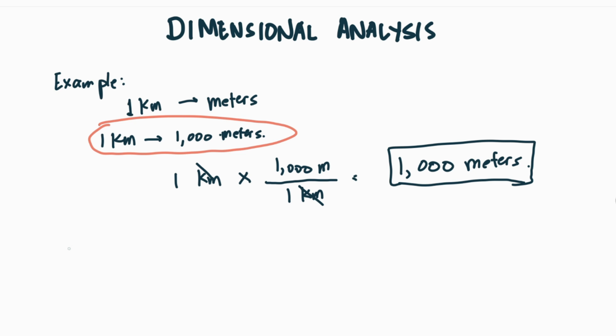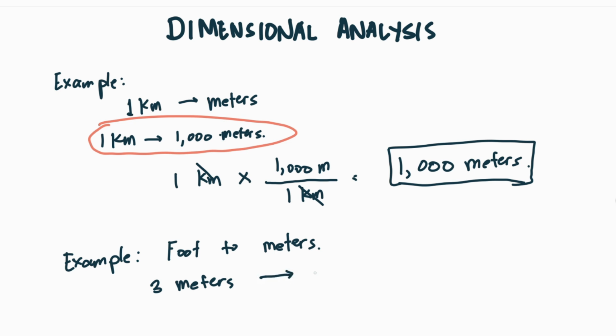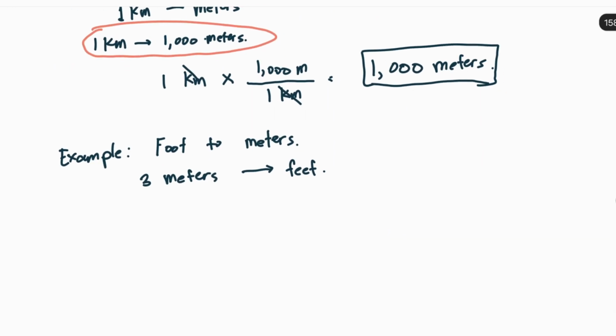So let's think of another unit. In this case, allow me to use foot to meters. So let's say I'm going to convert 3 meters to feet. So how do we approach this conversion process right now?